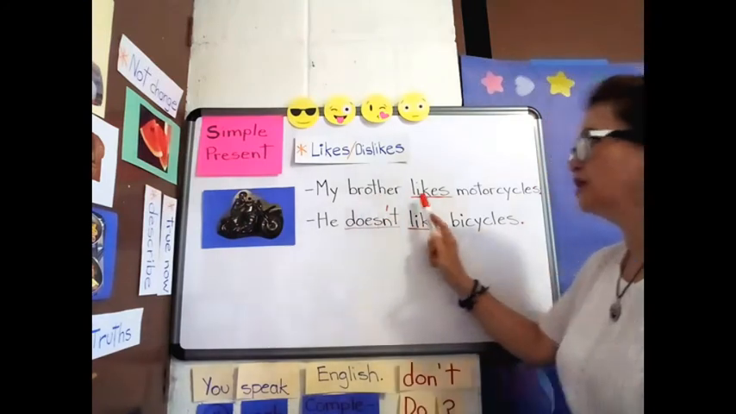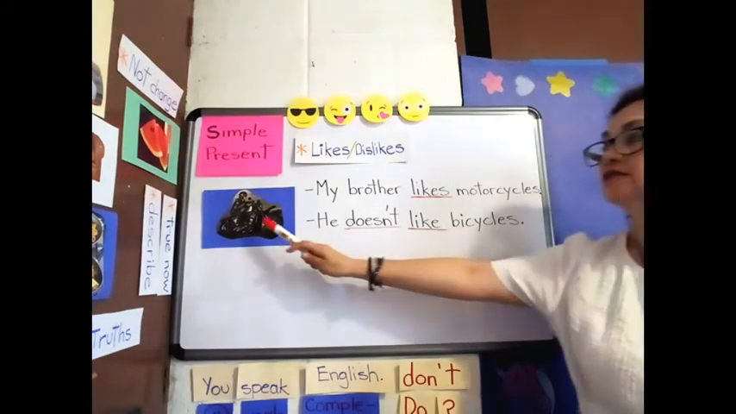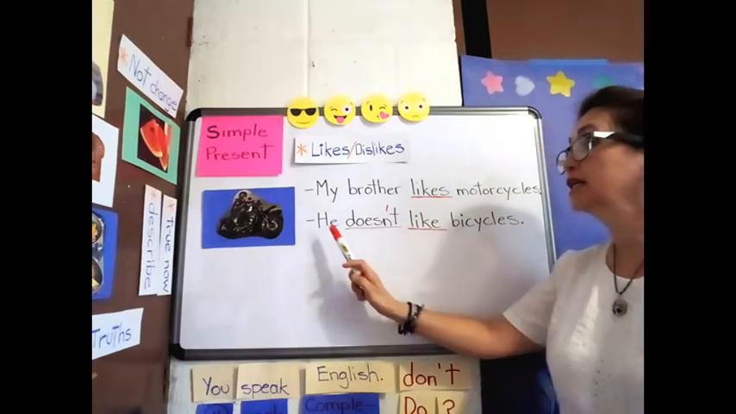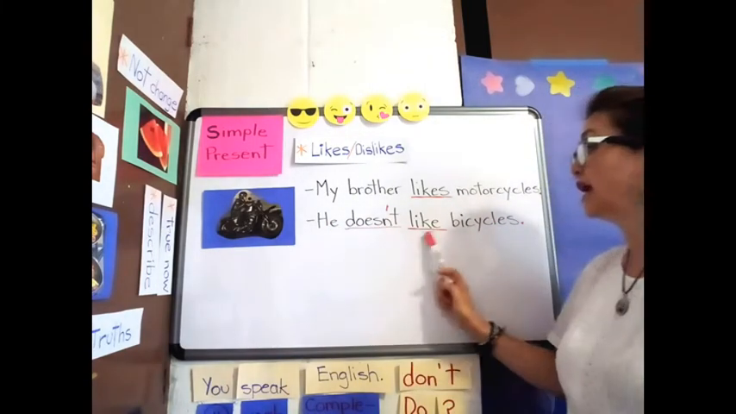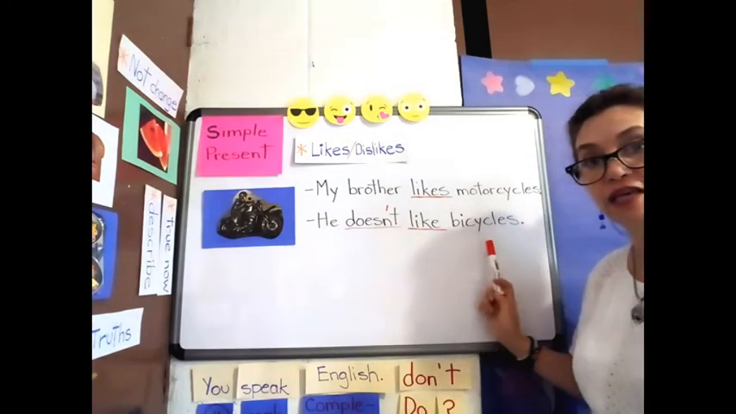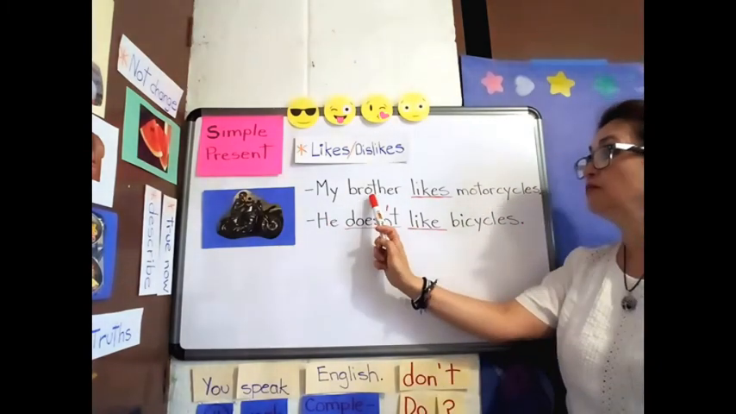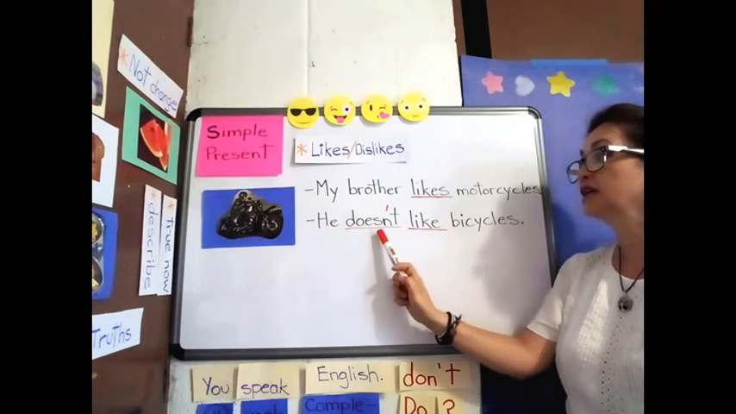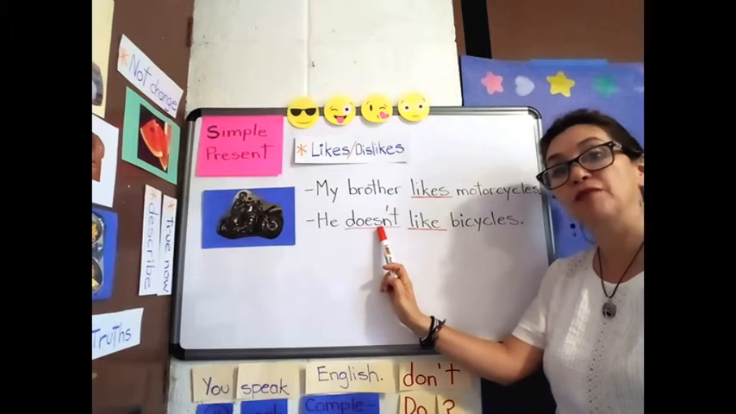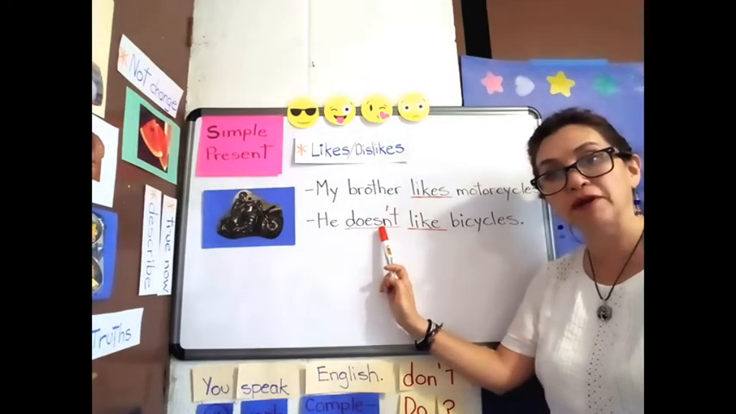My brother likes motorcycles. He doesn't like bicycles. My brother likes. He doesn't like. Likes, doesn't like. Remember the S in the auxiliary verb doesn't.